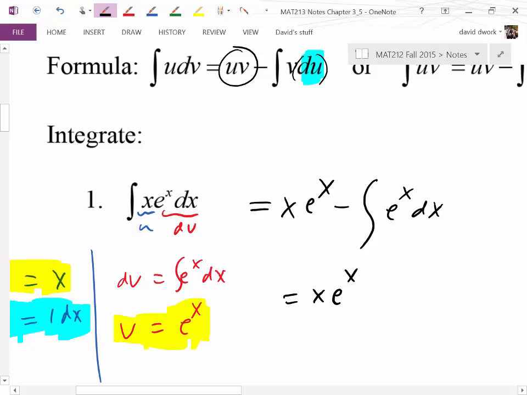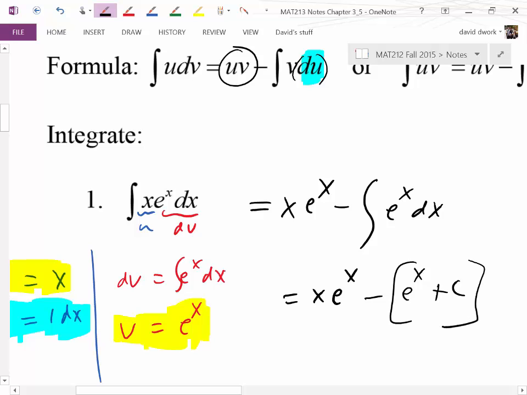But the good news is, now that we've used this formula, look what we're left with. Just the integral of e to the x dx. That original x that was on the inside is now gone. So I can do the integral of e to the x pretty simply. The integral of e to the x is e to the x, and then plus c.